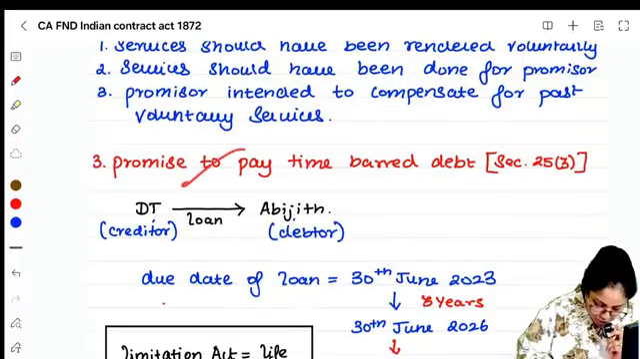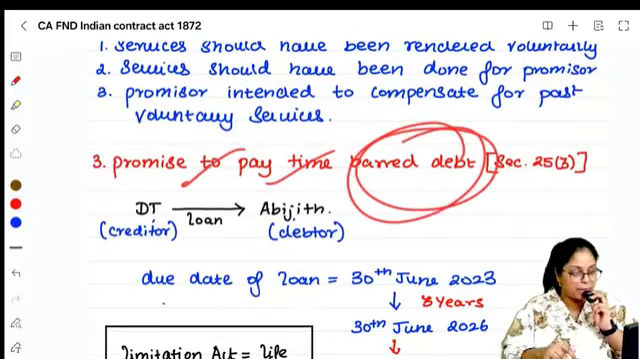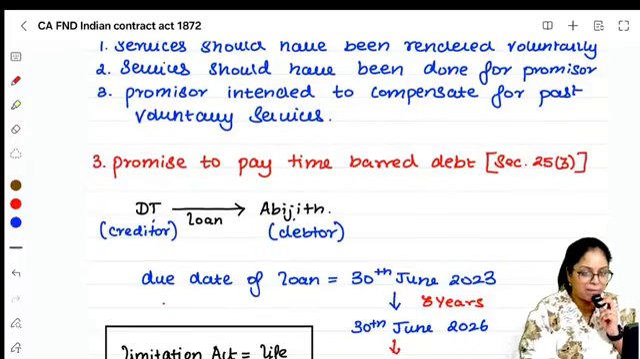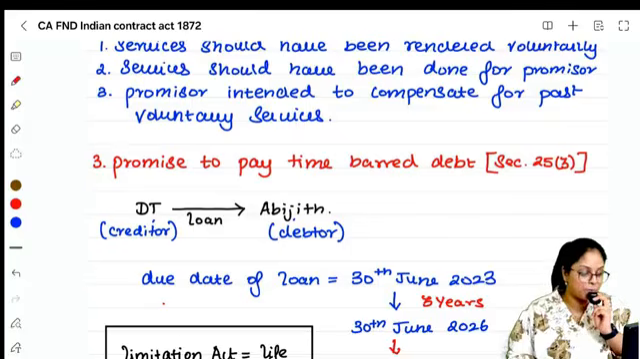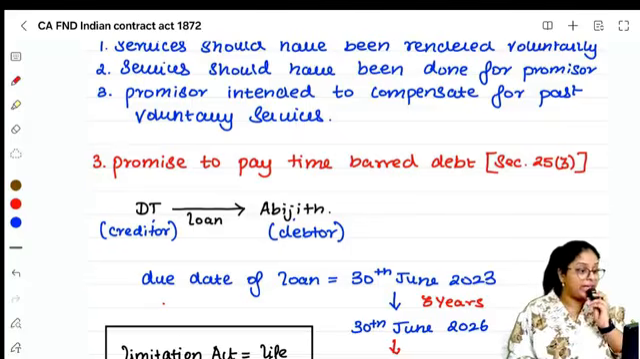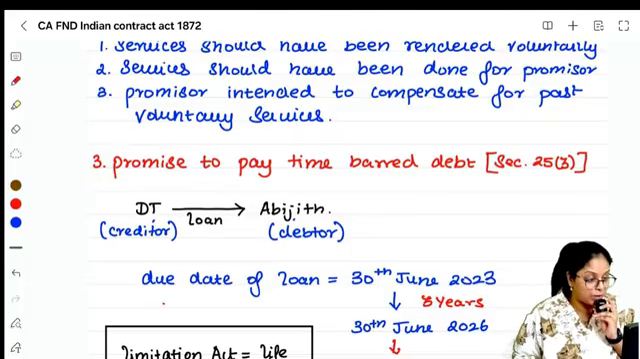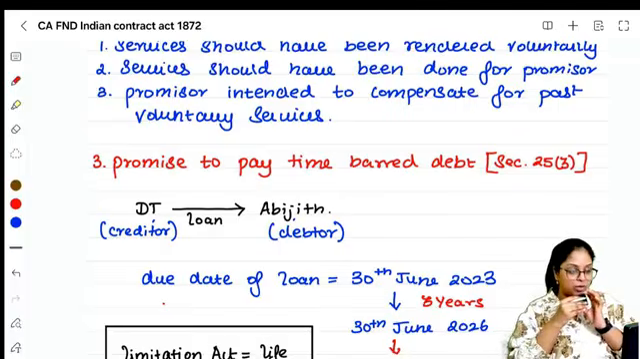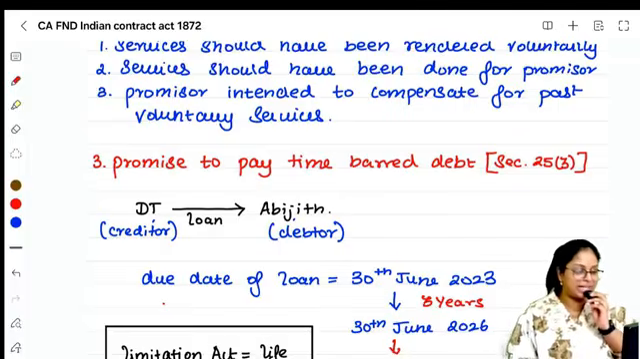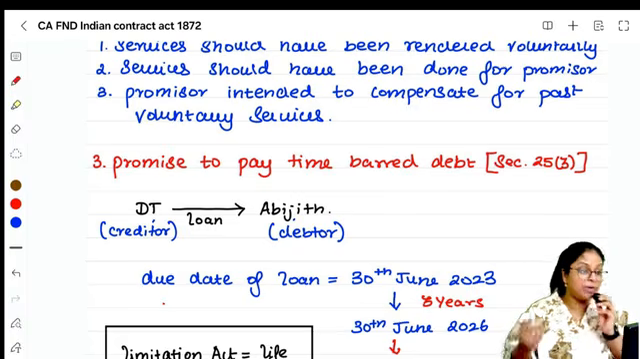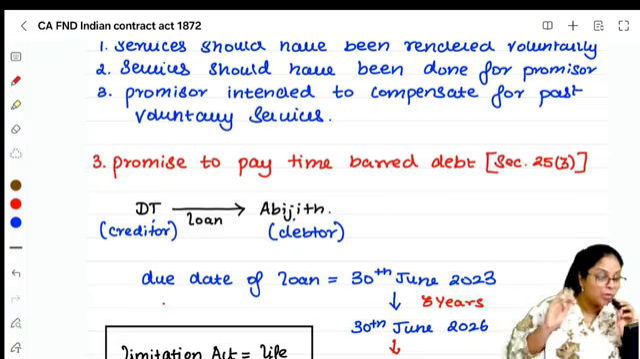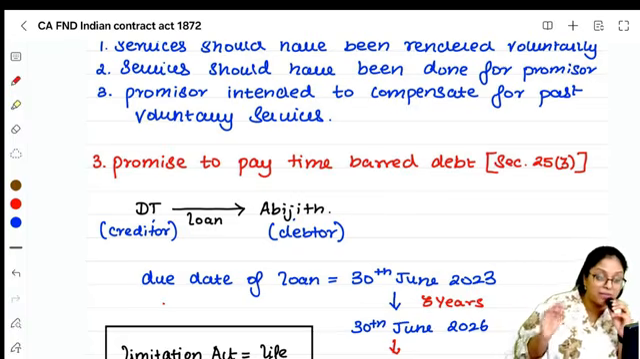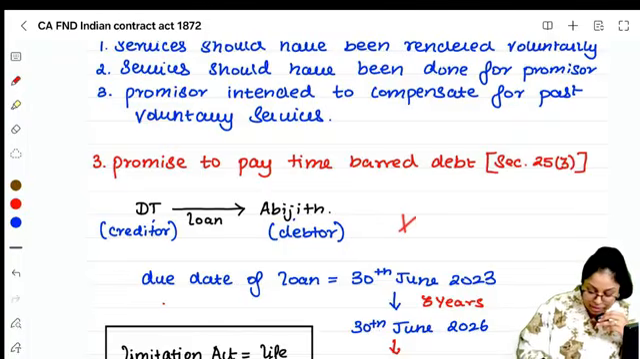Next is promise to pay a time barred debt. Do you remember this? Usually what will happen to a debt? Within 3 years from the due date, if you don't recover it, it will become time barred.